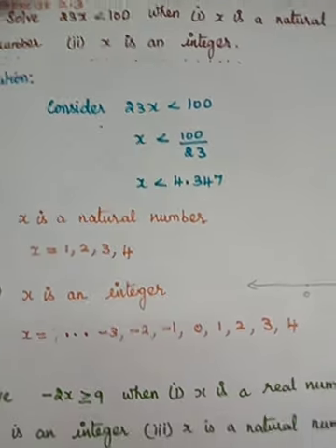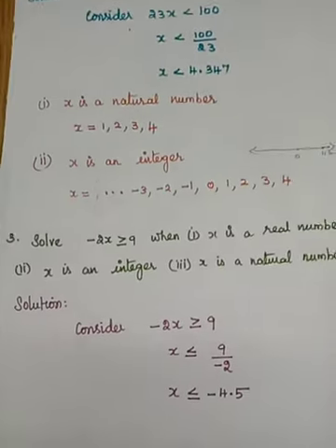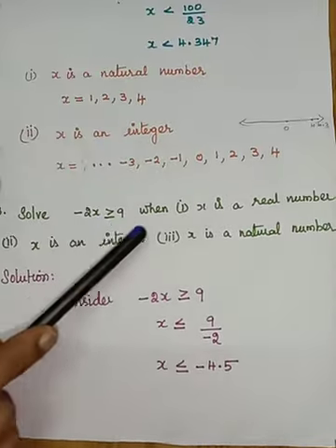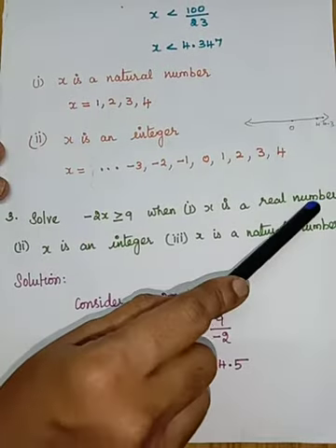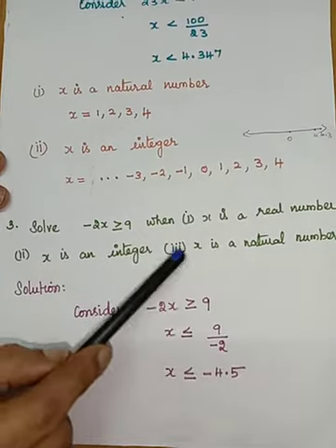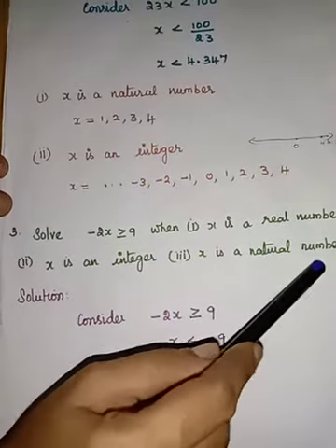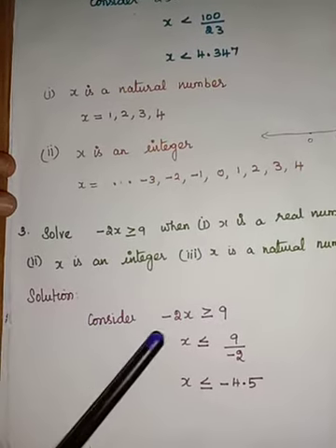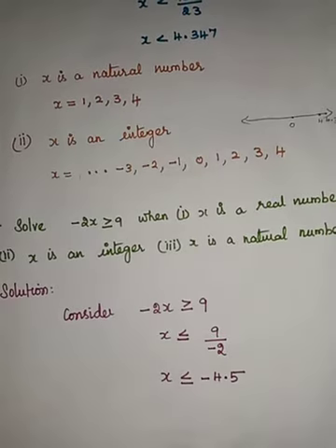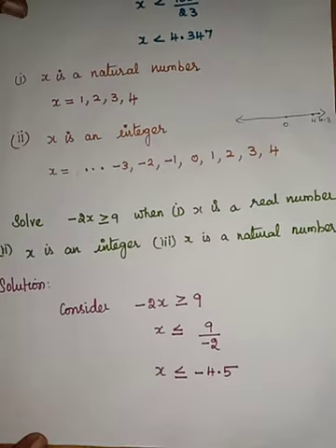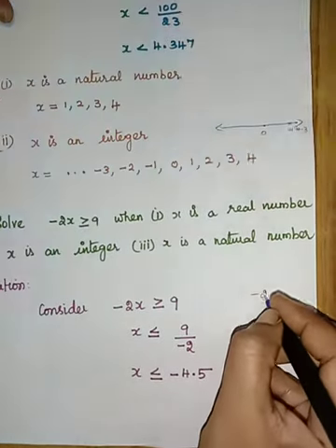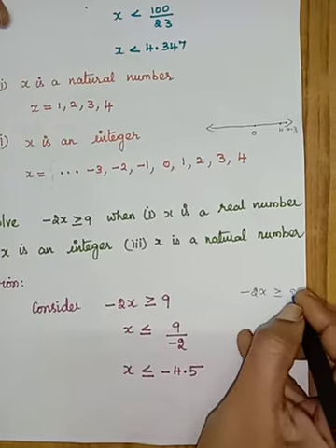Okay, so come to the third one. Solve -2x ≥ 9 when, first, x is a real number, second, x is an integer, third, x is a natural number. So consider -2x ≥ 9. Okay, so you have to divide by -2 on both sides. So see now, -2x ≥ 9.